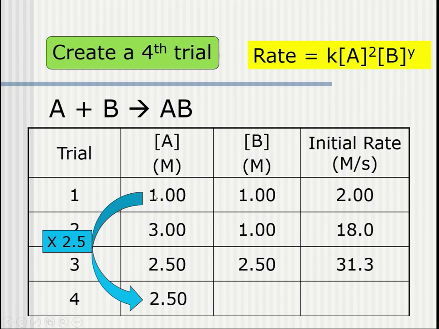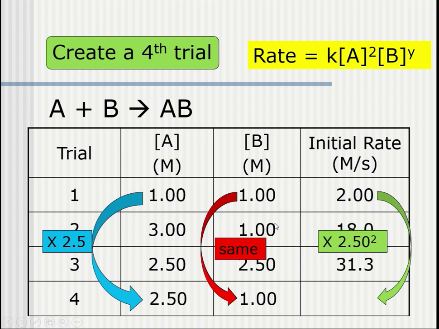So if I increase A by a factor of 2.5 while keeping B the same, what's that going to do to the rate? Well, since A is second order, it's going to increase the rate by a factor of 2.5 to the second, or 6.25. And 2 times 6.25 is 12.5. I now have a fourth trial. And I know that would be what would happen because I did not change B.